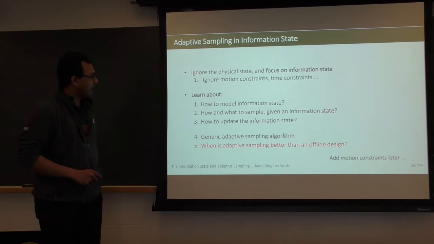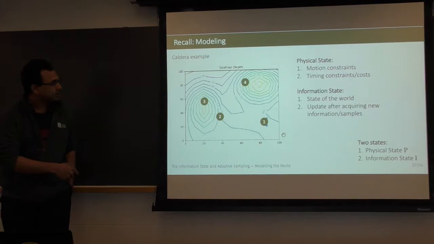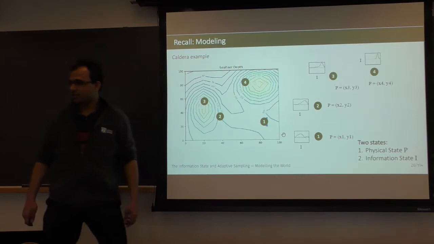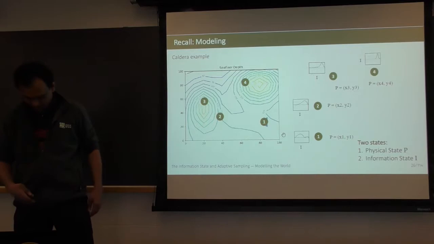Mm-hmm. And so this is on the previous slide. The graphs, those are probability distributions. This one, over depth. Yeah, so you can think of these two as these two points. I don't know where it is.